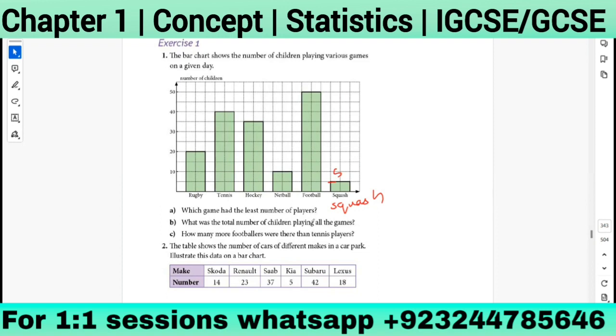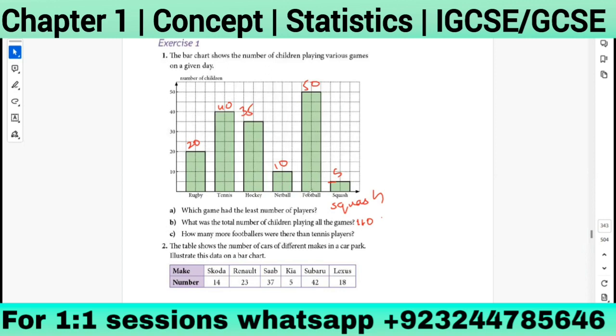Yes, we'll add the bars, the total of rugby and tennis and hockey and so on. So add. Rugby is 20. Tennis is 40. Hockey is 30 and 5, 35. Netball is 10. Football is 50. So we are going to add all of them. So what will you get? 160.